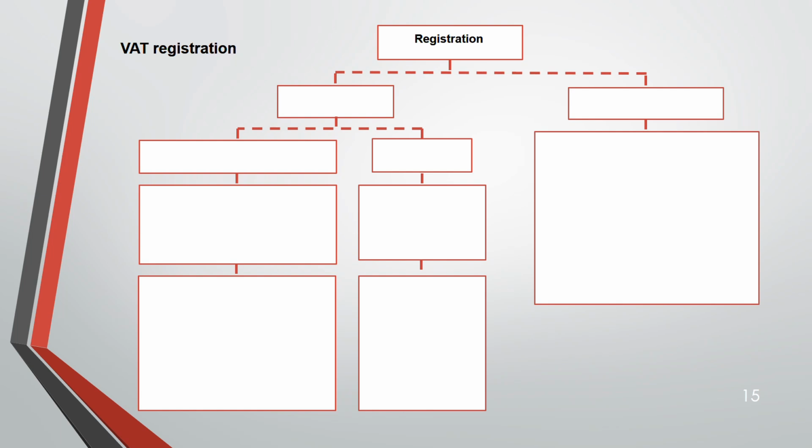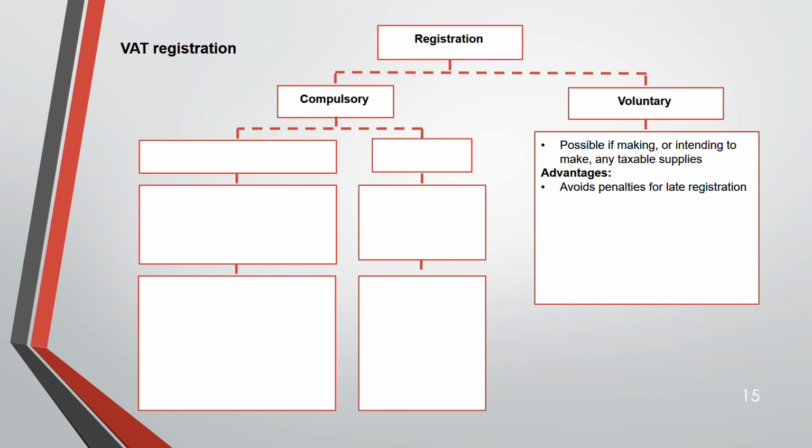Now, VAT registration, voluntary and mandatory. First we'll go through voluntary. Voluntary registration is possible if you are making or intending to make taxable supplies. Advantages: you can avoid penalties for late registration, and recover input VAT. It will also help you disguise the size of your business. If you voluntarily register, even if a small business, you might look like a big business. It can maybe bring you more customers.